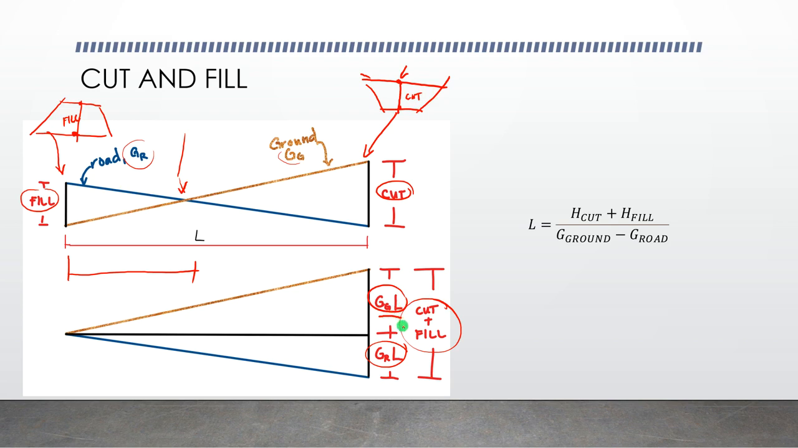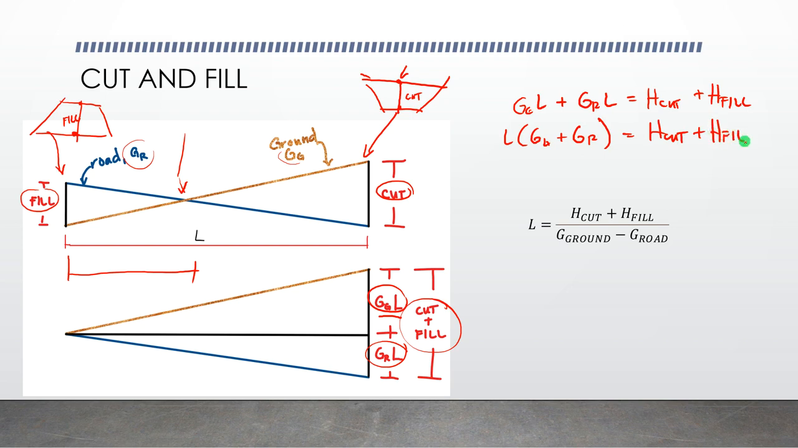By simply equating G_G times L plus G_R times L equals the height of cut plus the height of fill, we can factor out L: L times (G_G plus G_R) equals H_cut plus H_fill. Dividing both sides by G_G plus G_R to eliminate this quantity from the left-hand side, we get the formula: L equals (H_cut plus H_fill) over (G_G minus G_R).